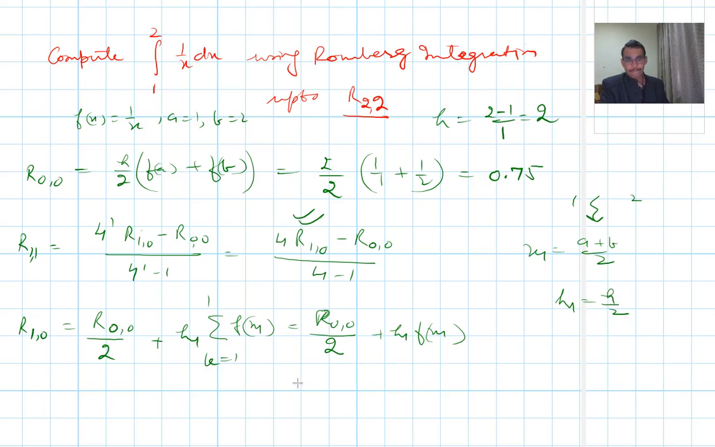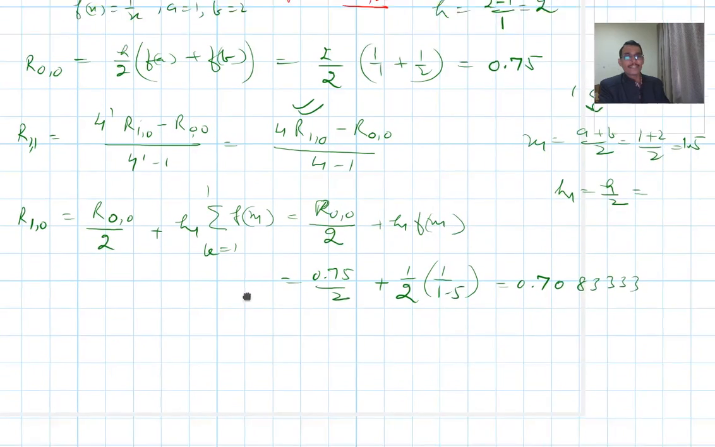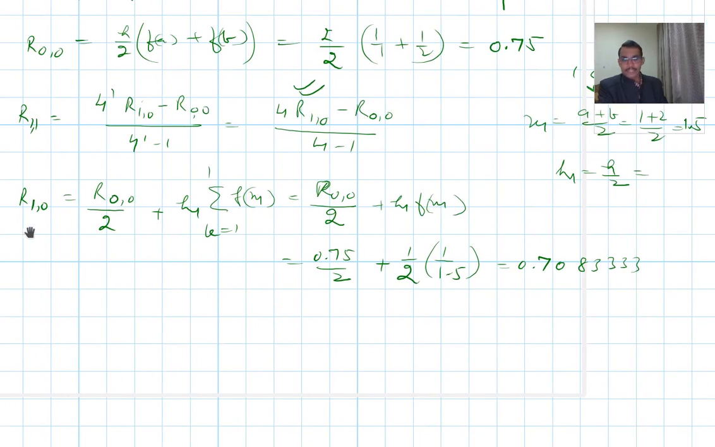So let us put their values. So it is 0.75 divided by 2 plus h1, which is h by 2, and h is basically 1, so it is 1 by 2, and f of x1 means x1 is basically here 1 plus 2 by 2, so it is 1.5 we are getting, so it is 1 over 1.5, right? So it is 0.7083333. This is the value, right? Now we have evaluated R10.